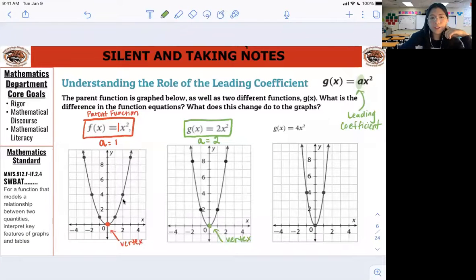But what changes visually, just use your descriptive words, what happens between going from the parent function to this one right here? The U is kind of like small. That's a good way to say it. The U is a little bit smaller, a little bit, what are other words we can use?